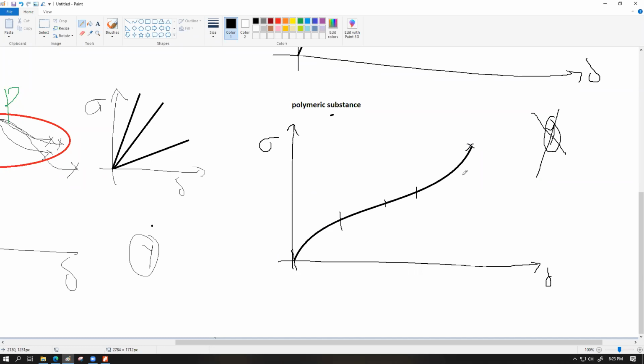There is another significant thing that polymer substances do, which is also a bit weird. Let me show you this part once again. Whenever polymer substances are subjected to deformation, let me draw this with red.